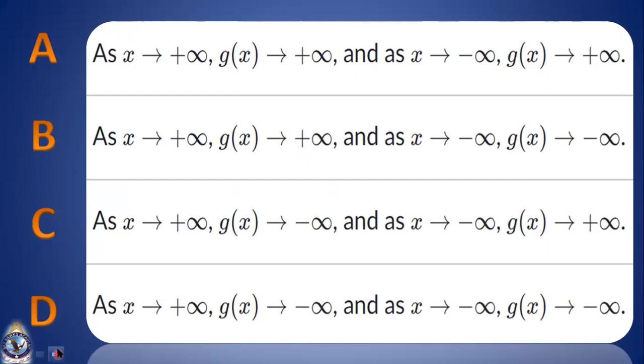Hold on. I'm going to go with C. C. Okay. C says that if x approaches positive infinity, g(x) is approaching minus infinity, and as x tends to minus infinity, g(x) tends to positive infinity. So out of these choices, your choice is C.